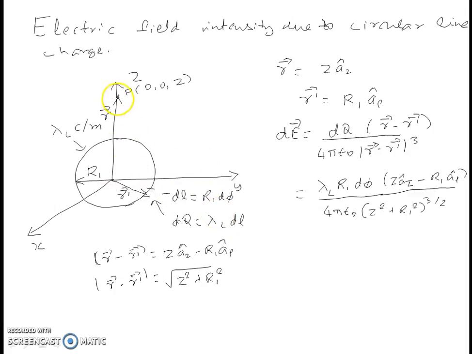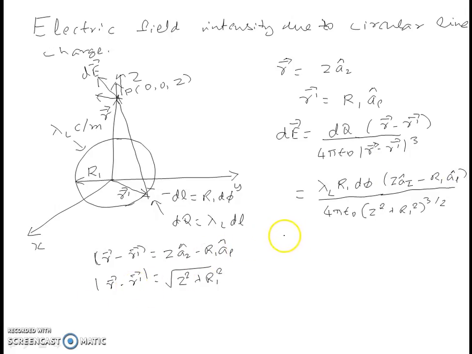So if you observe the electric field at this point P due to this differential charge dq, this is the electric field. So this electric field has rho component and also z component. So this is the z component and this is the rho component.